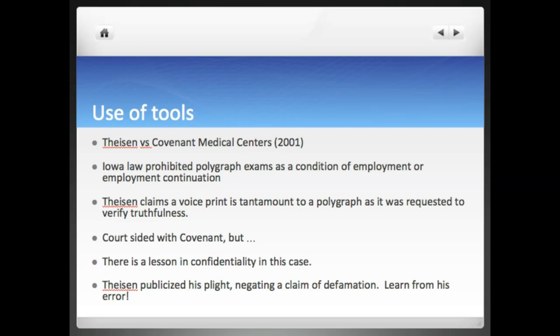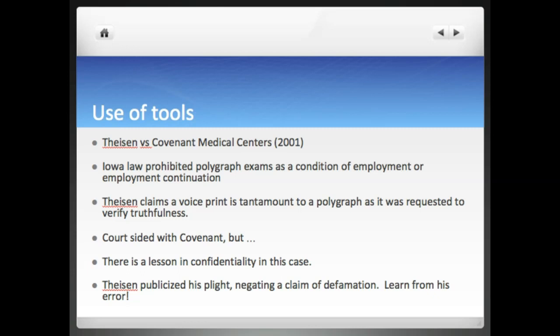The court sided with Covenant and said that this was proper, but there was a huge lesson in that case. When you read it, you notice that Thiessen filed a suit claiming defamation of character. But indeed, it was Thiessen who brought all of this forward to newspapers, claiming he'd been wrongfully discharged based on an Iowa law that they couldn't request information. He made it all public and then claimed he'd been defamed. And that suit fell pretty much dead in its tracks because he's the one who brought this forward into the public eye. And the lesson for investigators is that if you don't keep confidentiality, you will be sued for defamation.